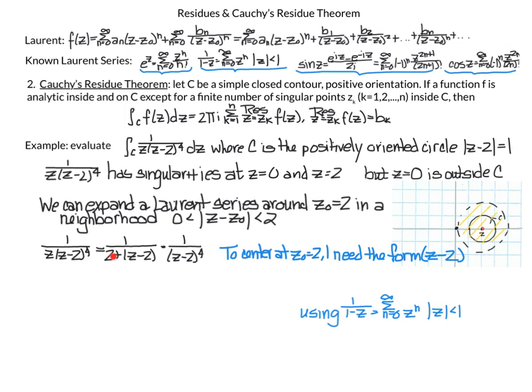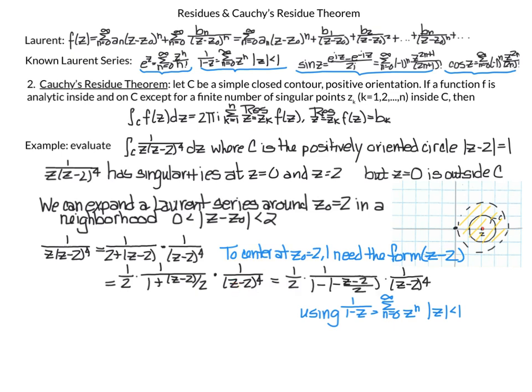So what I'm going to do is factor out a factor of 2 from my denominator. And what I'm going to get then is 1/2 times 1 plus my z minus 2 over 2. And again, if you multiply this by 2, you'll see you get this denominator here. So we're good algebraically. We still need to multiply by 1 over z minus 2 raised to the 4th.